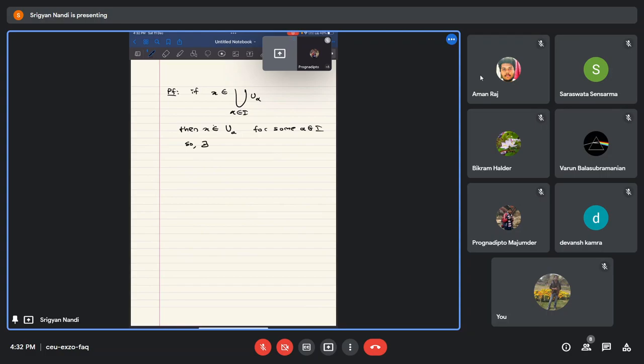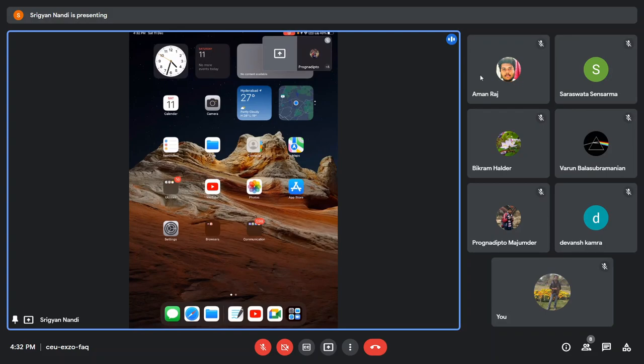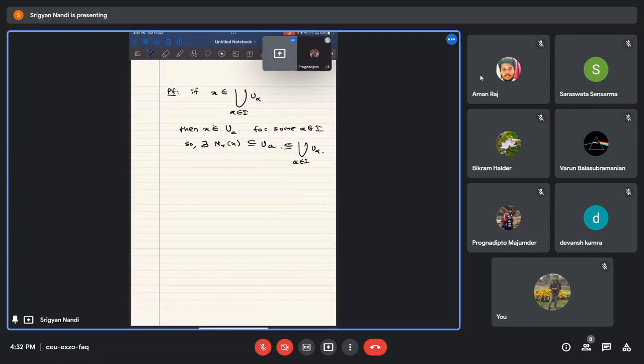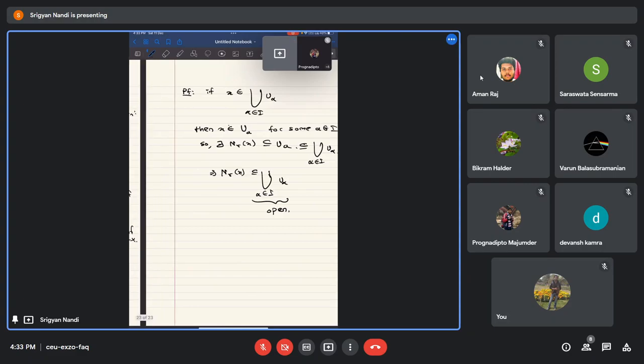So there exists a neighborhood NR of X that is contained completely in UA, which is again contained completely in the whole union of U alpha, alpha belongs to I. So that implies there is a neighborhood of X that is contained completely in this union, hence making it open. So that is the proof for arbitrary unions.